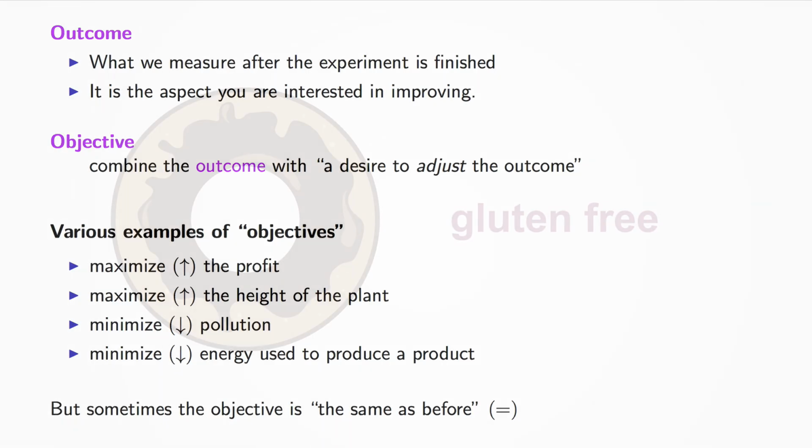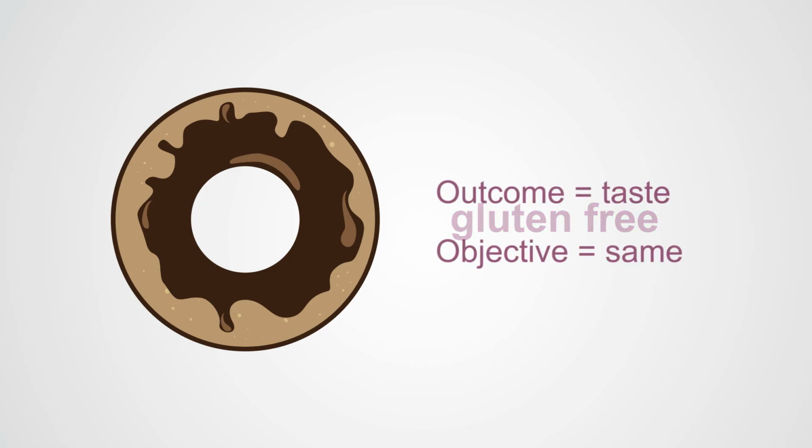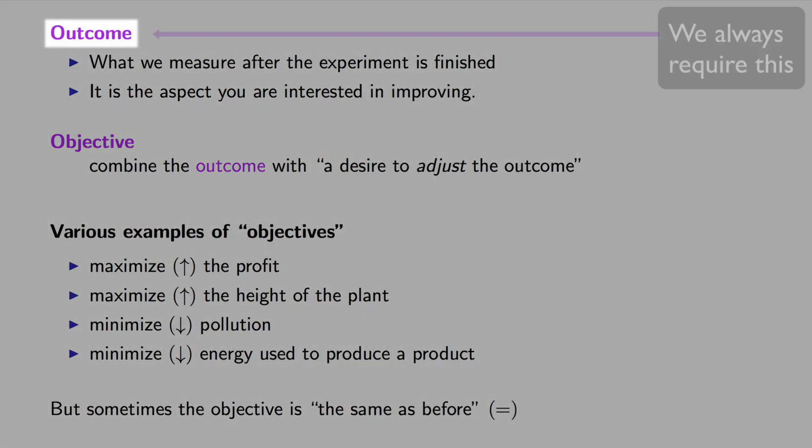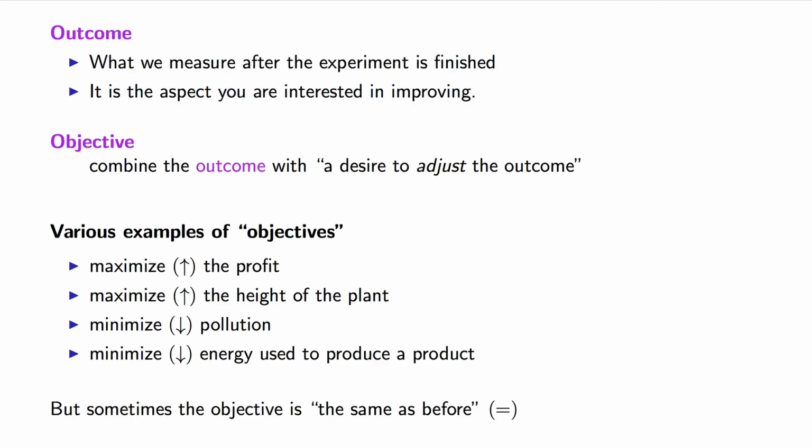For example, let's say you want to change your recipe for your favorite pastry to be gluten-free. Now your objective is you want the taste to be the same as the regular recipe. Your outcome is taste, and your objective is the same. Note that you don't always need an objective to run an experiment. Every experiment always has an outcome. Not every experiment has an objective though, but we usually have one in mind.